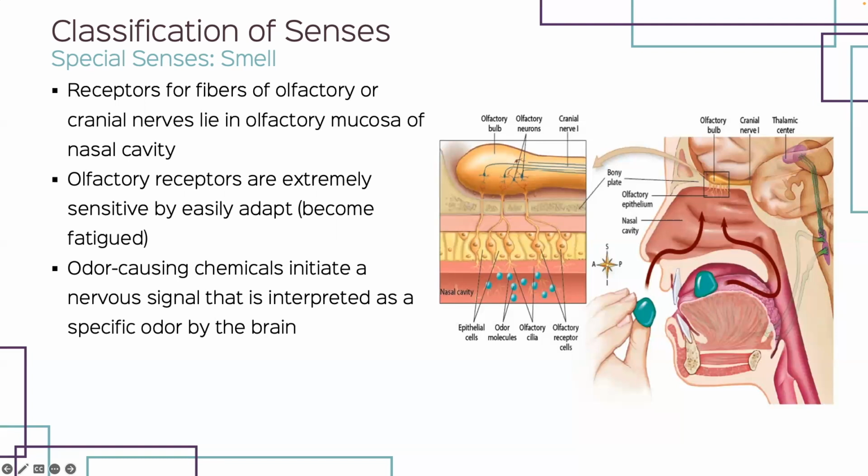After olfactory cells are stimulated by odor-causing chemicals, the resulting nerve impulse travels through the olfactory neurons, the olfactory bulb, and cranial nerve 1, and then enters the thalamic and olfactory sensors of the brain.